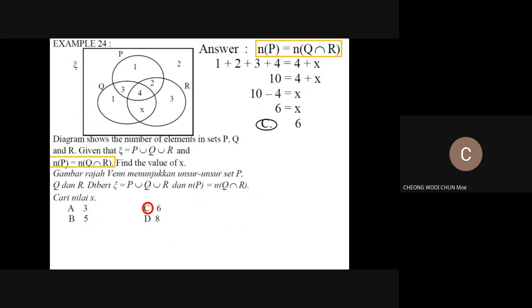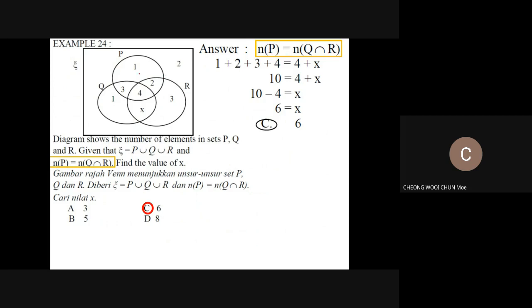Then example 24. This one is number of elements, which means there's no dot in front. That means how many elements are inside. Here got one only, here three inside, here four, here two, here one, here three, and outside got two. So we say number of elements of P equals number of elements of Q intersect R.